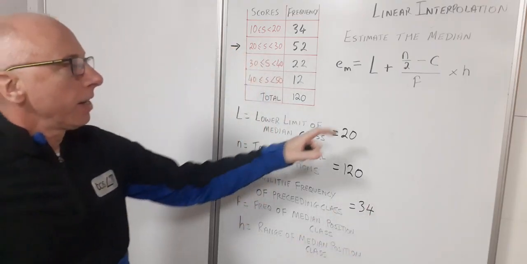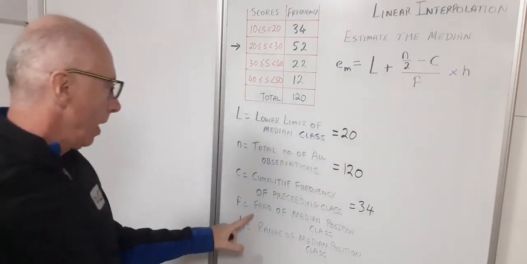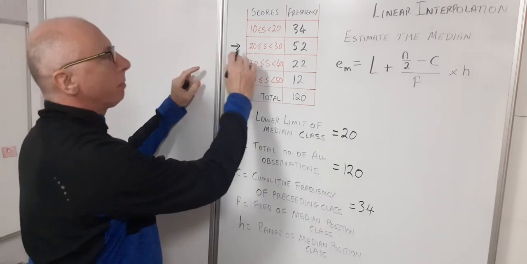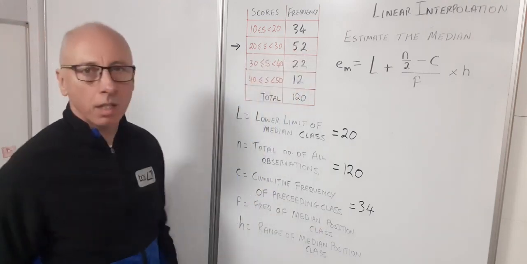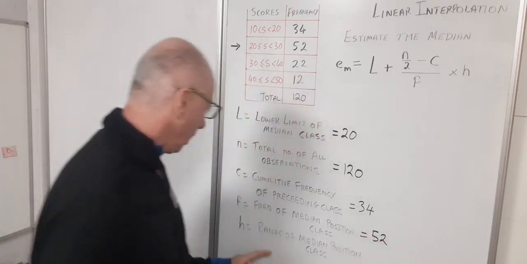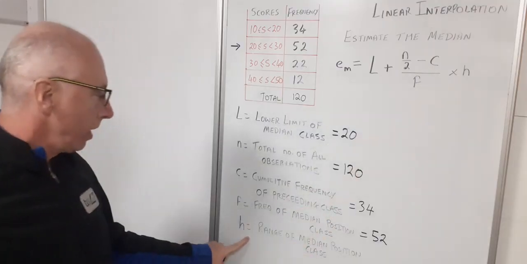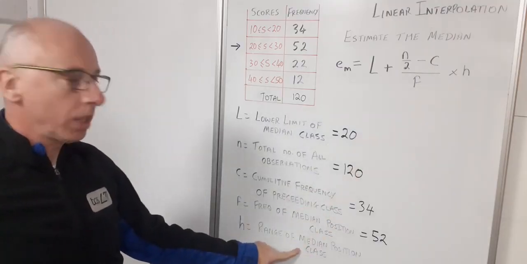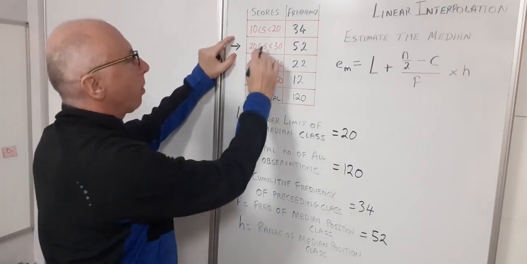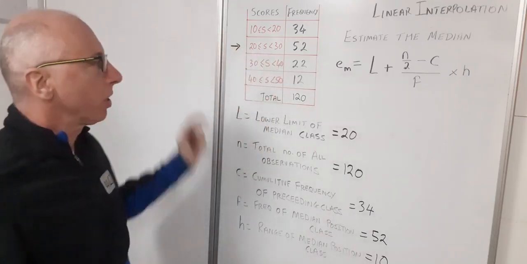Okay, then this numerator here we're going to divide by F. Now F is the frequency of the median position class. So this is our median position and its frequency is 52. And then we're going to multiply that by H, which is written down here, which is the range of the median position class. So median position class is here, and the range of that is 20 to 30, so that is just 10. So 20 to 30, 10 positions.